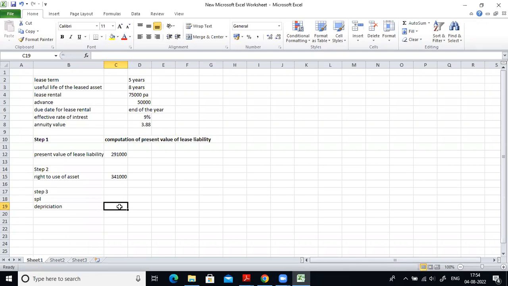Of course, there are certain exemptions. We'll discuss that exemption, but generally the depreciation should be charged by considering the lower of useful life of asset or the lease term. So in this particular illustration, we need to charge the depreciation by taking 5 years.